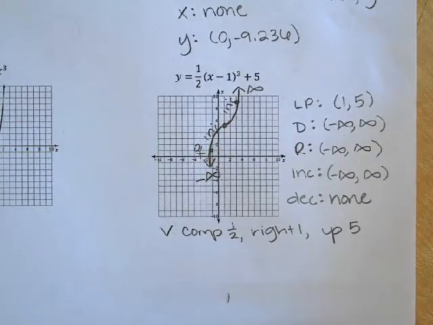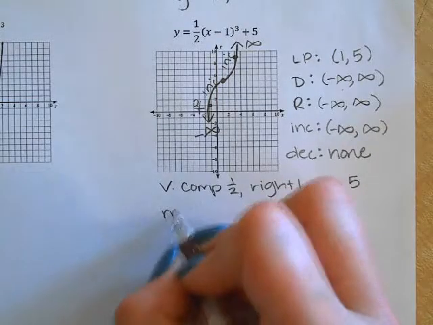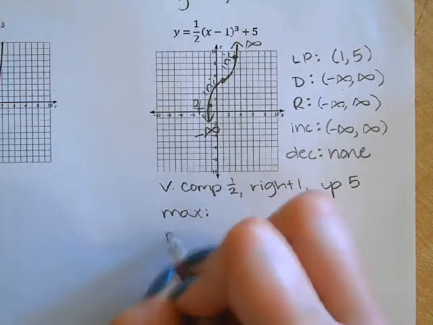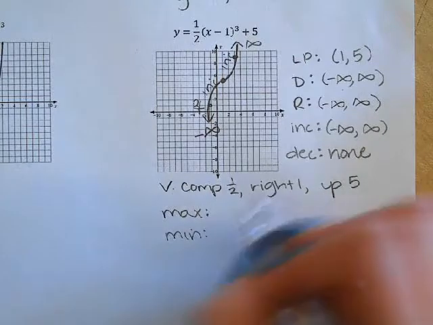Okay, what else do we find? Max and min, okay. Is there a little mountaintop or a little valley in there? Nope, so we're going to say none, none.